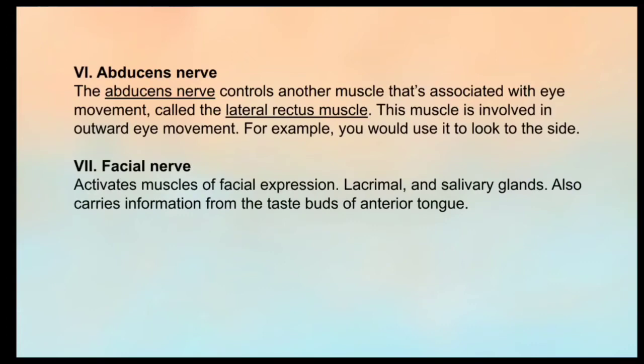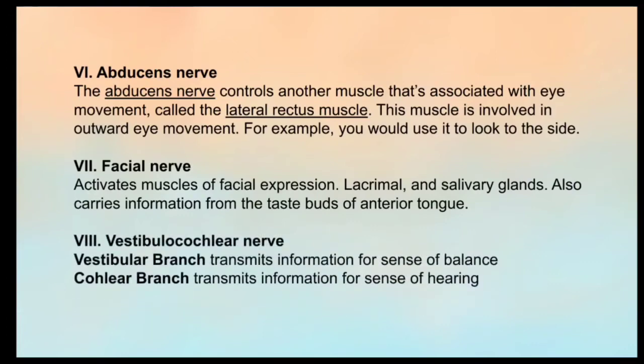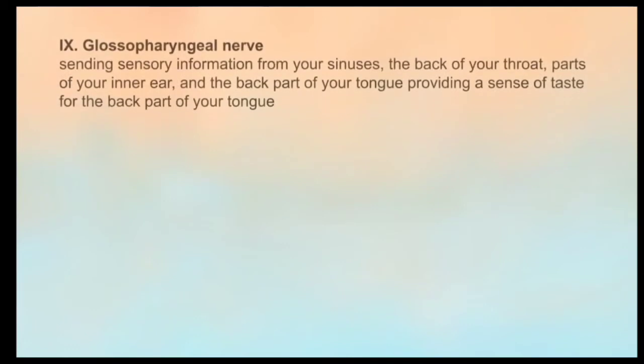Next is number 8 is what we call the vestibulocochlear nerve. So, yung vestibular branch, siya yung nagtatransmit ng mga informations tungkol sa ating sense of balance. Yung cochlear branch naman, siya yung nagtatransmit ng informations sa sense of hearing natin.